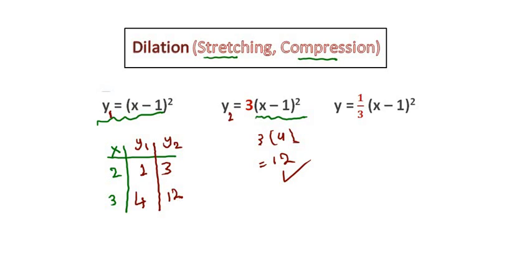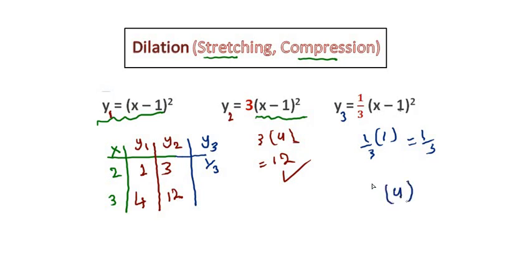Now for y3, we will try the same numbers, but for y3. For x equals 2, 2 minus 1 is 1, squared is 1. 1 times 1 over 3 is 1 over 3. Now for x equals 3, 3 minus 1 is 2, 2 squared is 4. 4 times 1 over 3 is 4 over 3.